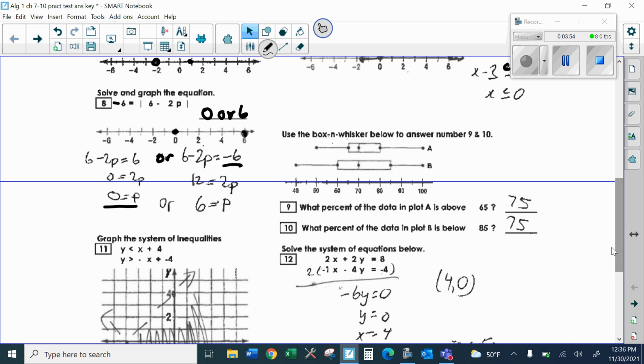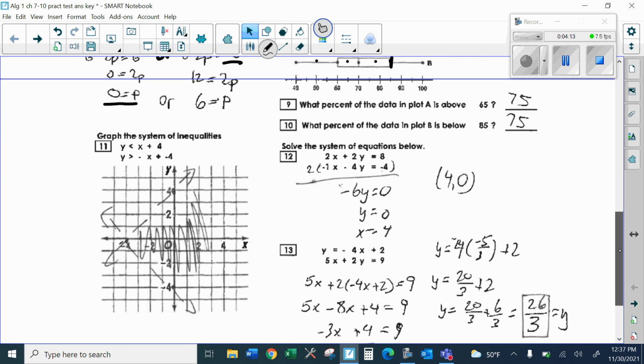What percent of the data in plot A is above 65? Well, there's 65, and we know that's 25, 25, and 25 for a total of 75. What percent of the data is below 85? 85 is right here. What percent is below? 25, 50, 75%. Okay, they're always in fours.